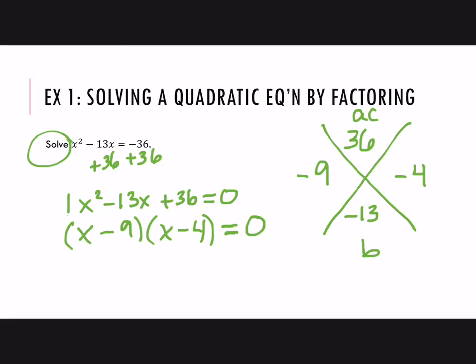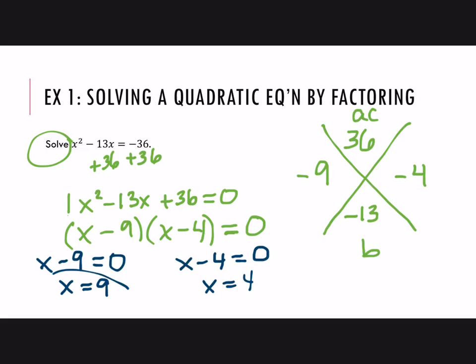All right, so now I want to use the zero product property. I have two things being multiplied to equal 0. So the zero product property says one of them must be 0. So either x minus 9 is 0, or x minus 4 equals 0. And then I can solve for x. All right, so add 9 to both sides, and add 4 to both sides. All right, so two answers, either x is 9 or x is 4.